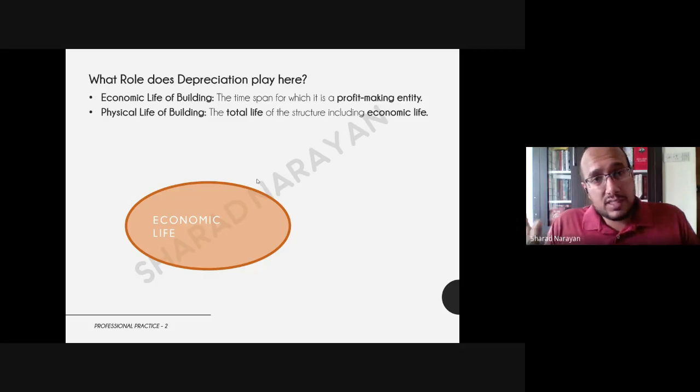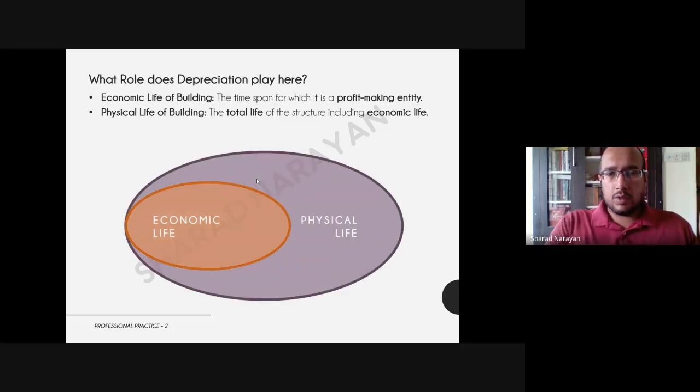Then you have something which is known as the physical life of the building. The physical life of the building is the total life of the structure, including the economic life. So it is not necessary for a building to be economically viable for the entire time period of its existence. So this can be considered as the physical life of the building, and the economic life of the building is considered as a small part of it.